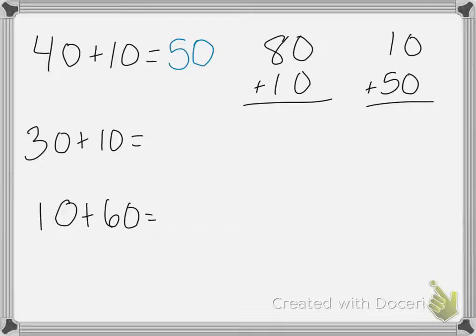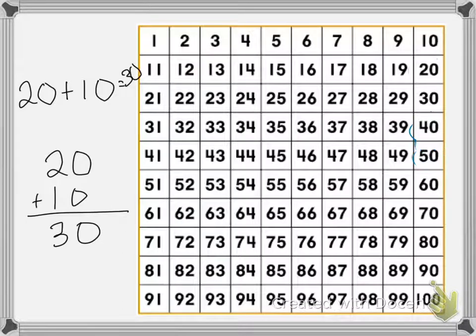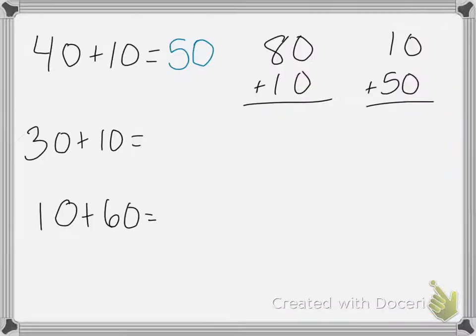Okay. All right, so what's 30 plus 10? Well, if we look back at our chart, 30 plus 10 is 40. If you notice, when I add 10, I'm going up. I'm taking the first number and going up by one more in the tens place. So 3 plus 1 is 4, and then it's 40.